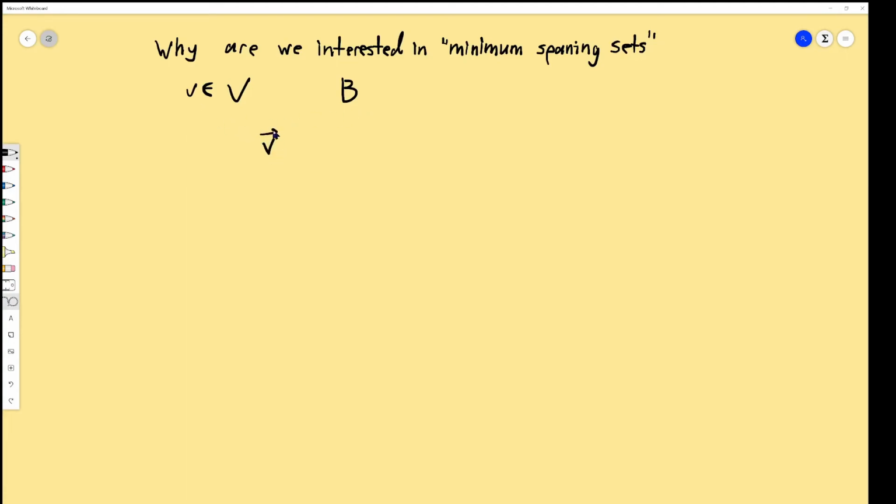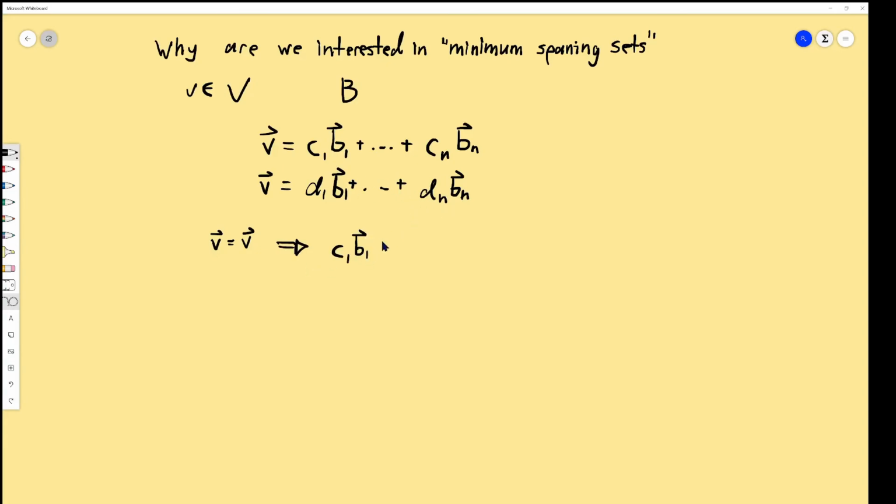Here's why. So let's say I have 2 different ways to represent V. First is that V is equal to C1 times b1 plus all the way to Cn times bn, where b1 to bn are just the vectors in the basis. Okay, and then the second way I represent it is with different scalars, d1 times b1 to dn times bn. Well, if this is true, certainly we know that V is equal to itself, so why don't we equate both of these ways to express V? C1 times b1 to Cn times bn is equal to d1 times b1 to dn times bn. Well, what if I subtract everything on the right? I subtract my second way of representing V as a linear combination of the basis vectors. Well, then I would get the following.